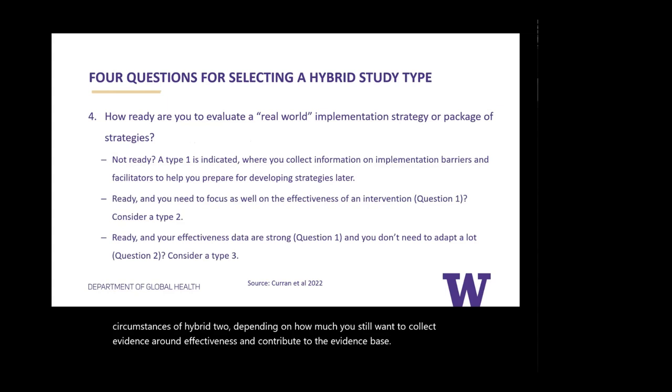And then fourth and finally, you want to ask yourself how ready you are to evaluate a real-world implementation strategy or some sort of package or bundle of strategies. If you're not really ready yet, then a hybrid 1 is probably indicated, where you collect more information about implementation barriers and facilitators to help you prepare for developing the implementation strategies for a later study.